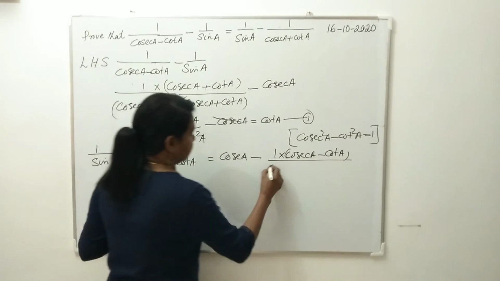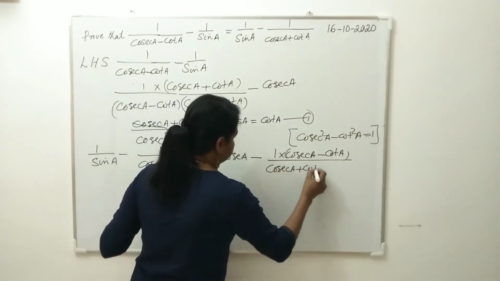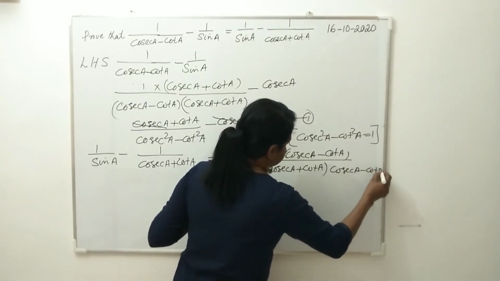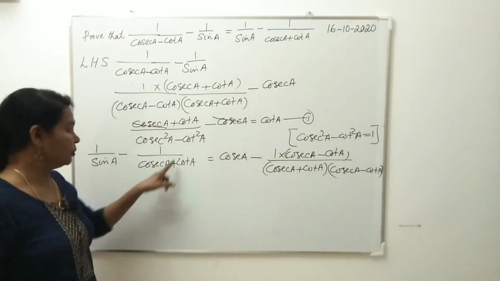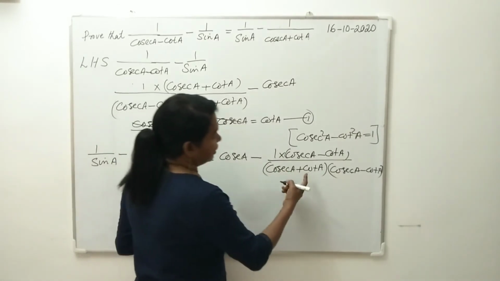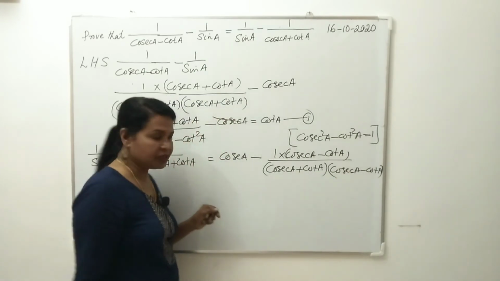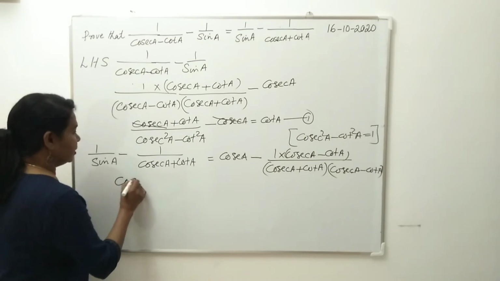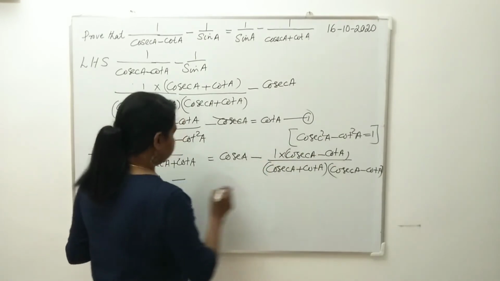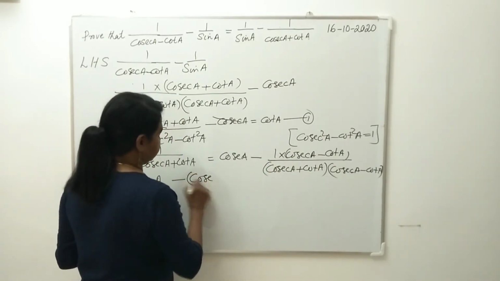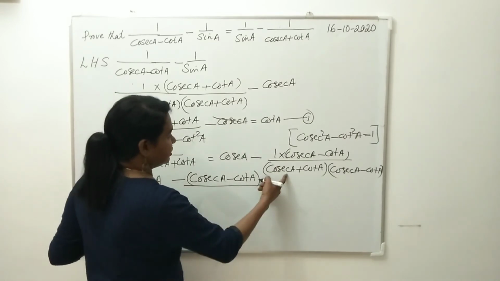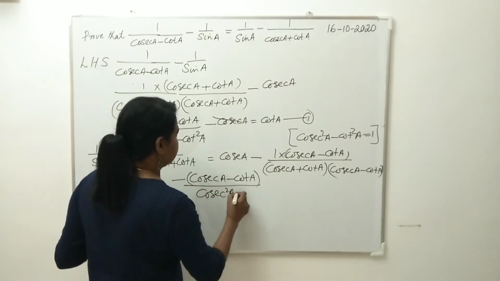divided by, multiplying the denominator and numerator by cosec A minus cot A, so we get cosec A plus cot A into cosec A minus cot A. We know it is cosec square A minus cot square A. So we can write this one, cosec A minus 1 into cosec A minus cot A, it is cosec A minus cot A, divided by, this will become cosec square A minus cot square A.